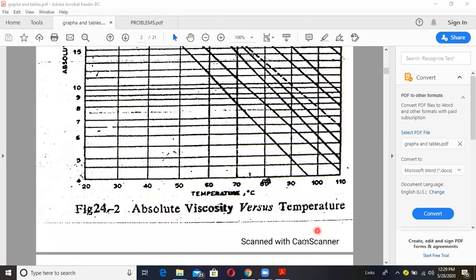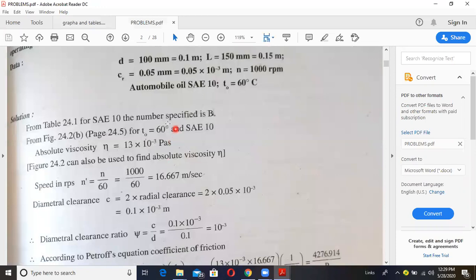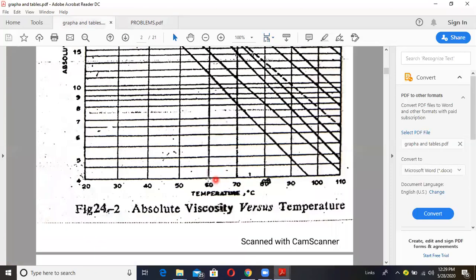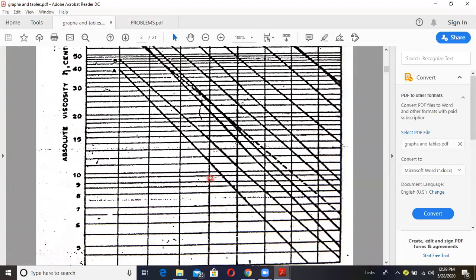Now, in the question, we got the oil number as B, and the temperature is equal to 60 degrees. By using this temperature and the number, we are going to calculate eta. See, first I will select the temperature 60 degrees. This is the 60 degrees. Move upward until it touches the B curve. So now here it is touching the B curve.